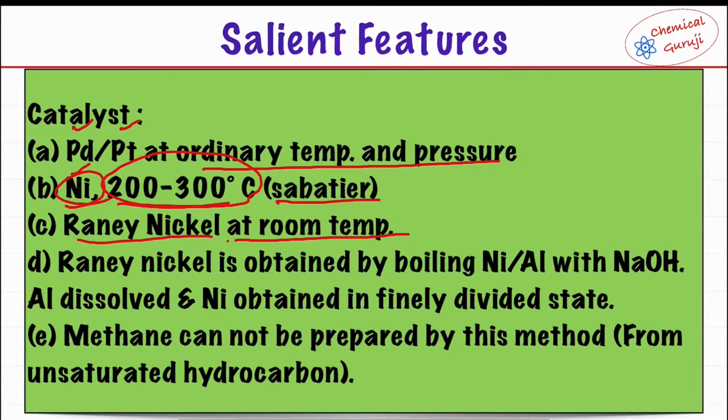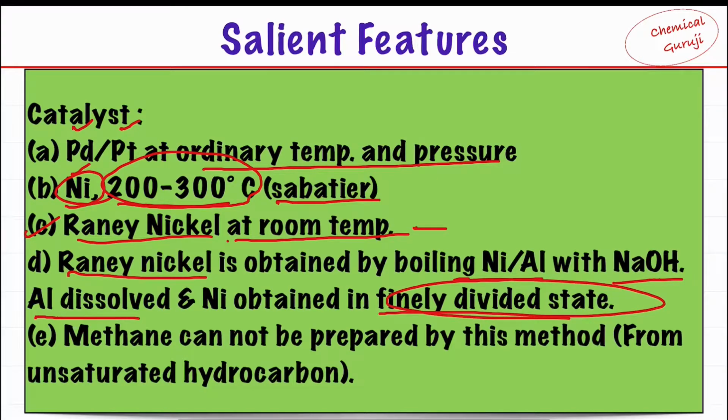Okay, so what is this nickel? If you want to know more about the nickel, I have given a link in the description, and you can gain more knowledge from that link. Here also I have added some points. So this nickel is obtained from boiling a nickel and aluminium mixture with alkali, sodium hydroxide. The process is known as quenching. In this quenching process, aluminum gets dissolved and nickel is obtained in a finely divided state.